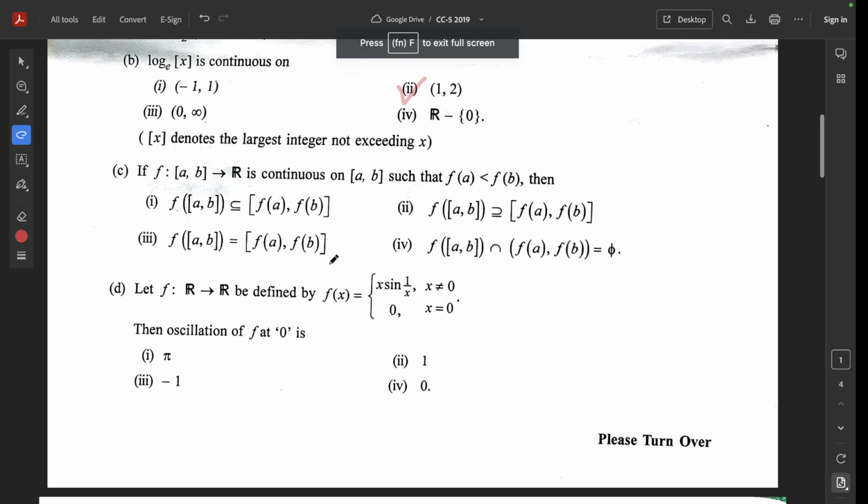Question C. If f maps the closed interval [a, b] to R and is continuous on the closed interval [a, b] such that f(a) < f(b), then what is the correct answer? The correct answer is 2.